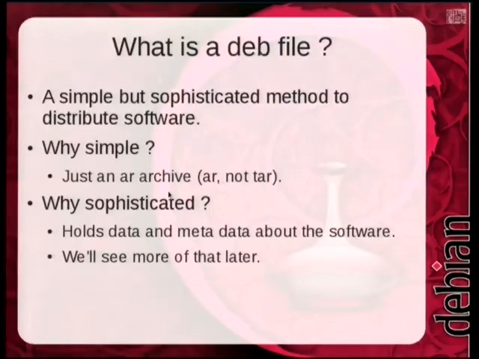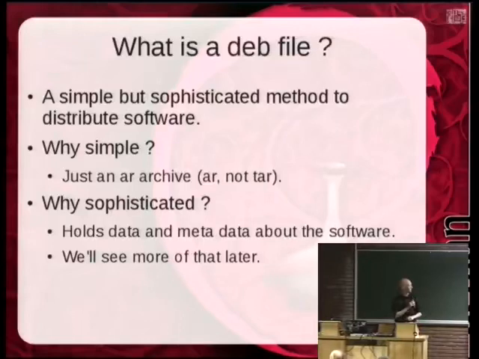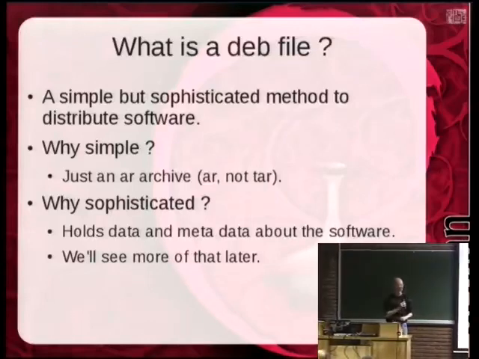So what is a deb file? In essence, it's a sophisticated way to distribute software. The idea is for it to also be simple, so we try to keep it simple, but still sophisticated. It's a delicate balance. It's simple because it's just an archive, very similar to a tarball, but Debian decided to use ar, which, if you know tar, tar is tape archive, and ar is just an archive. The difference is ar has an index, so it's easier to extract bigger files.